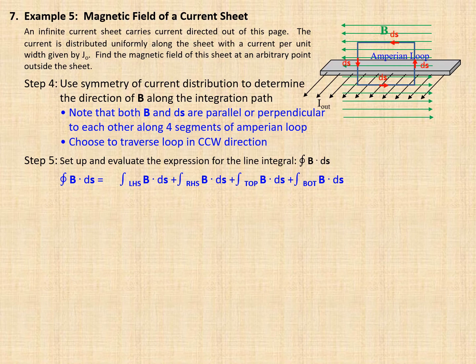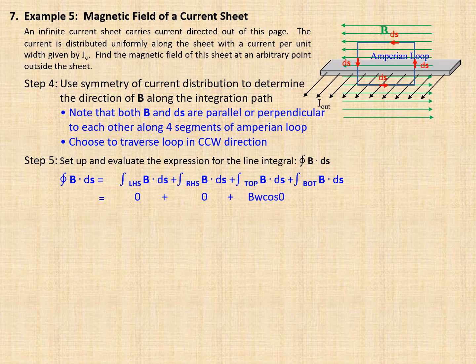We notice that for both the left-hand side of our loop and the right-hand side of the loop, the magnetic field is perpendicular to ds, in which case the value of the line integral becomes 0. For the top portion of the loop and the bottom portion of the loop, we note that B and ds are in the same direction. They're parallel to each other, so we are taking the cosine of 0, for both top and bottom.